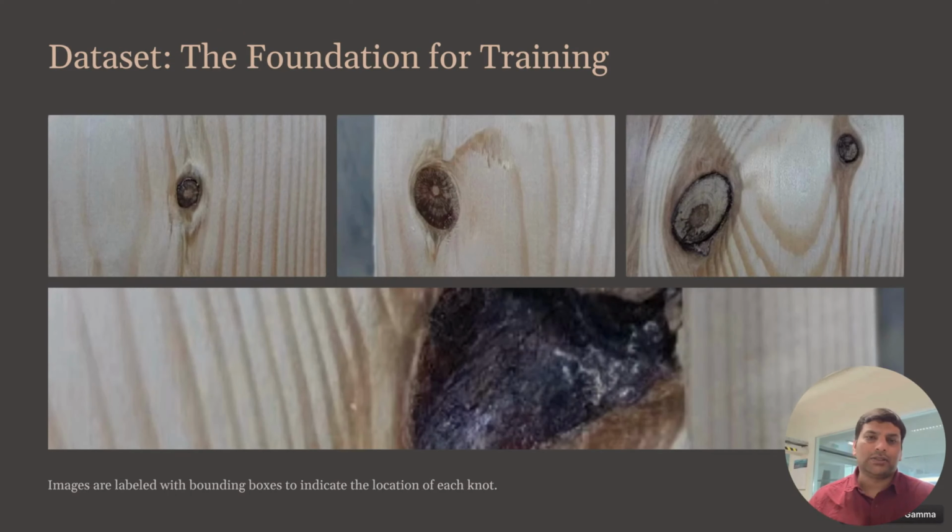In this slide, I just try to show you what our datasets look like. These are raw images taken from the wooden surfaces, which we use to train the model, and then after training, we test our model on a different set of images. Images in the data are labeled with bounding boxes during the training process to indicate knot location. This step is critical for effective training and fault detection. The dataset quality directly impacts the model performance.